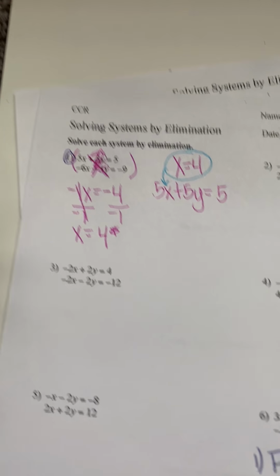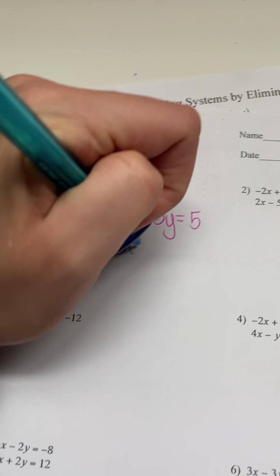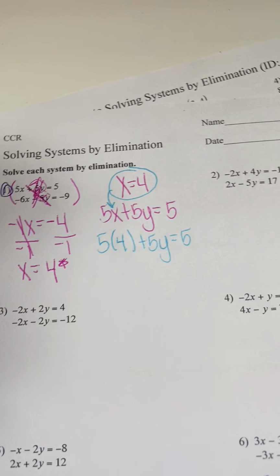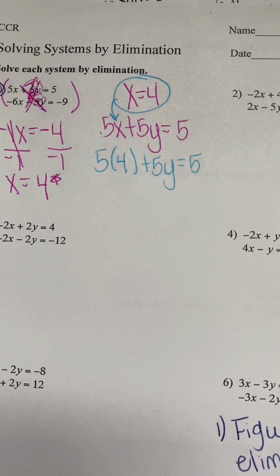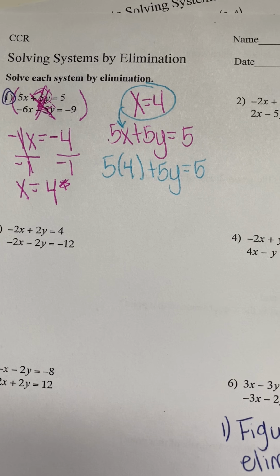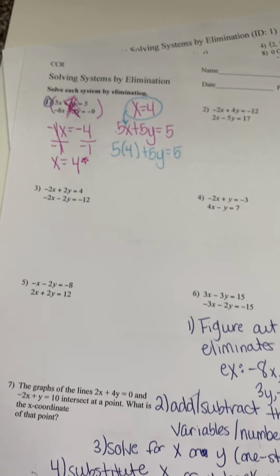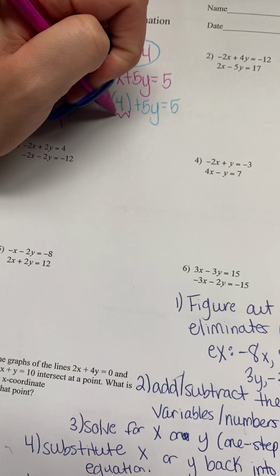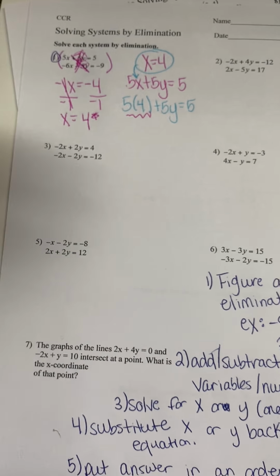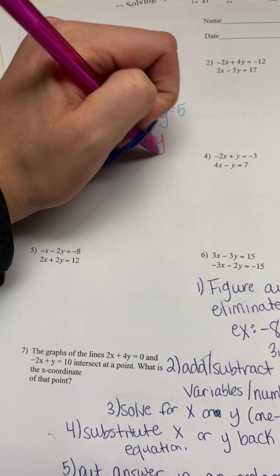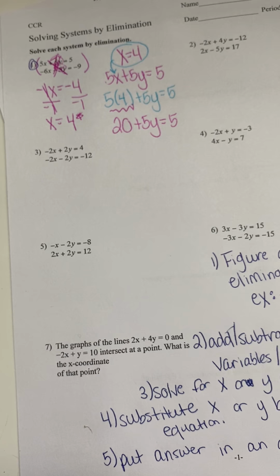So this should look like this. 5, put in that 4, plus 5y equals 5. Just like that. 5 times 4 plus 5y equals 5. Okay. Now, just like the substitution problems yesterday, we are going to multiply these first. So this is going to be 20 plus 5y equals 5.